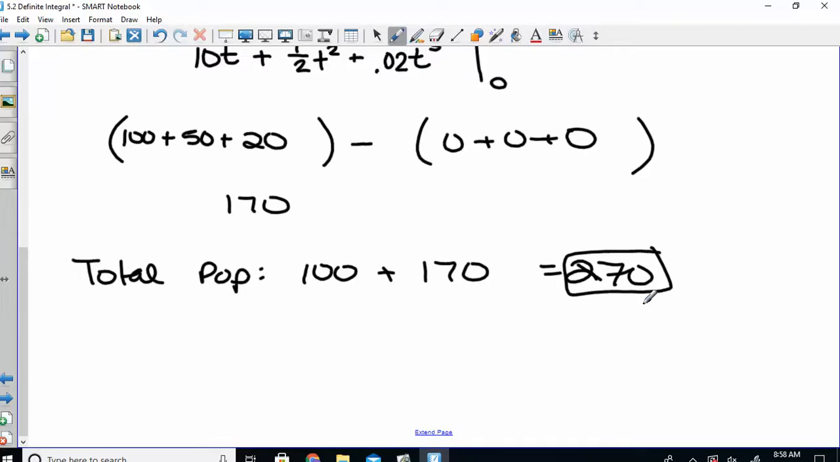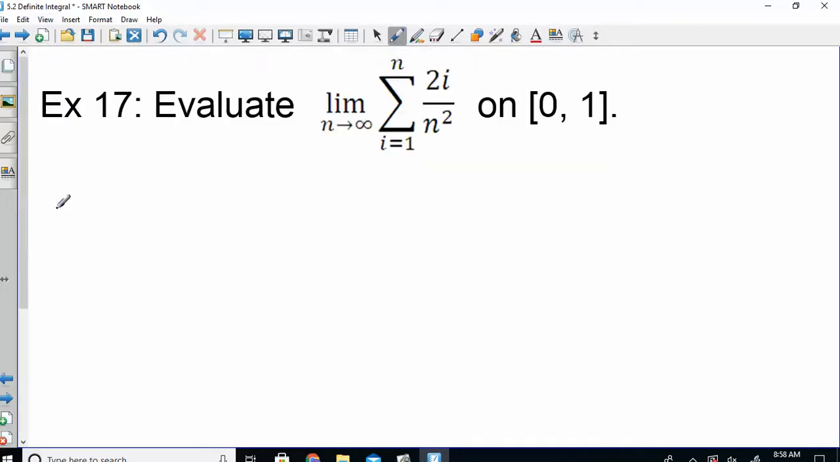Under column. I want to evaluate this, the limit as n approaches infinity of the sum from 1 to n of 2i over n squared on the interval 0 to 1.